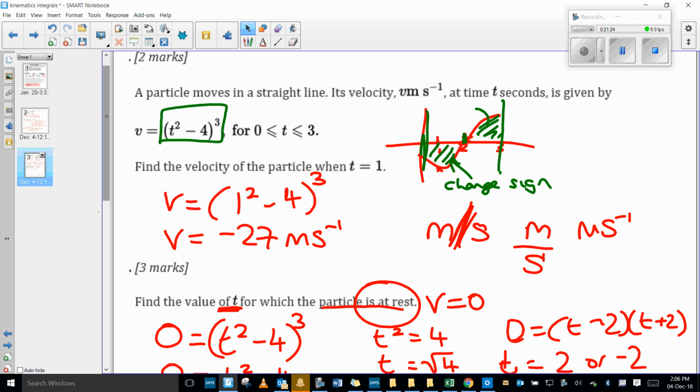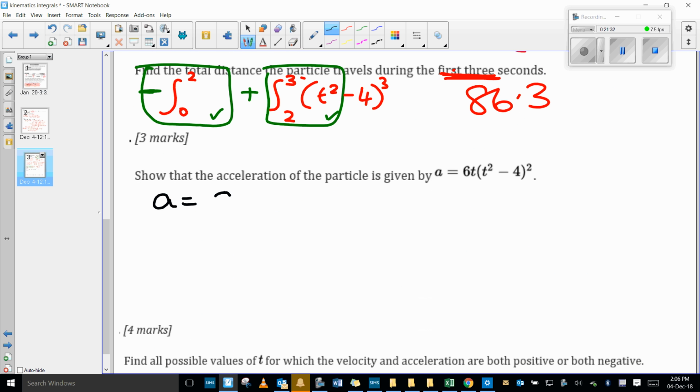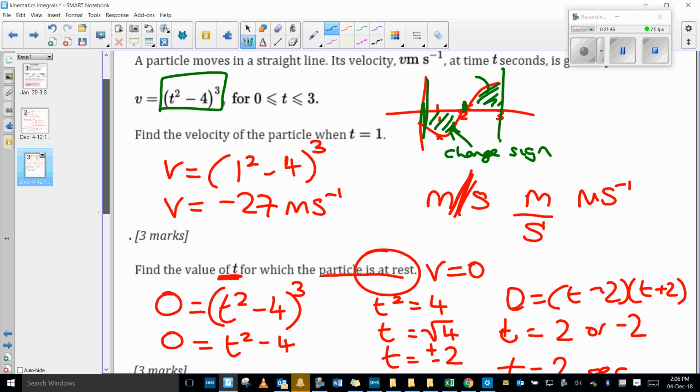Differentiate. Yeah. Okay, so we're going to differentiate it. So the acceleration is going to be dv/dt. So dv/dt is going to be, going back up to here, what have we got here? We've got a bracket with a power outside it. So we're using our chain rule here. So we're pretending that this is just a letter.